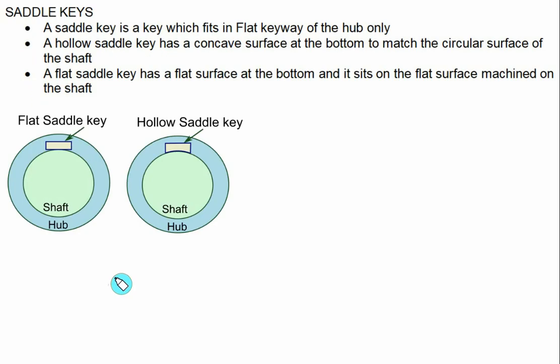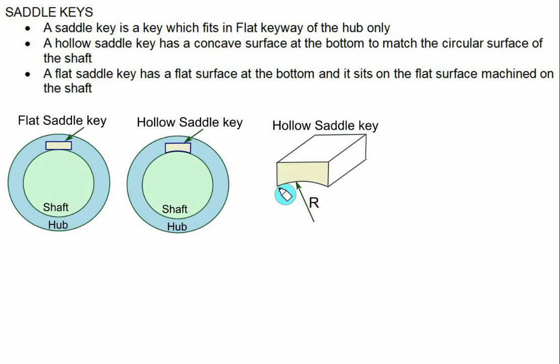In the case of saddle key, we have a shaft and hub. In this case, the keyway is made only in the hub, not on the shaft. If it is a flat saddle key, then a flat keyway is made in the hub, and in the case of the hollow saddle key, a concave type of keyway is made in the hub. So a saddle key is a key which fits in a flat keyway of the hub only. Hollow saddle key has a concave surface at the bottom to match the circular surface of the shaft, and a flat saddle key has a flat surface at the bottom and it sits on the flat surface machined on the shaft.